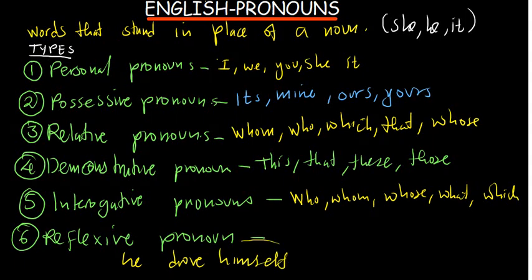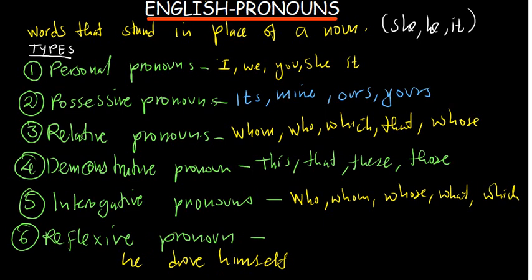So this pronoun you are seeing here is referring back to the one who was driving. So it is referring back to the what? To the subject of the sentence. He drove himself. Or you can say, I drove myself. So examples of reflexive pronouns, you've got myself, himself, ourselves, yourself, yourselves, herself, itself, themselves. So all those are types of pronouns.